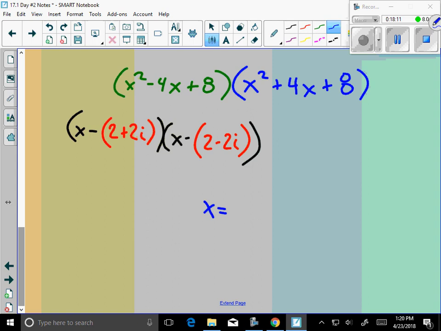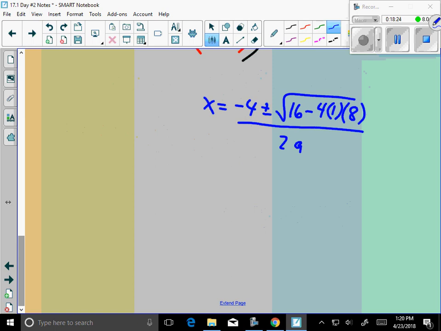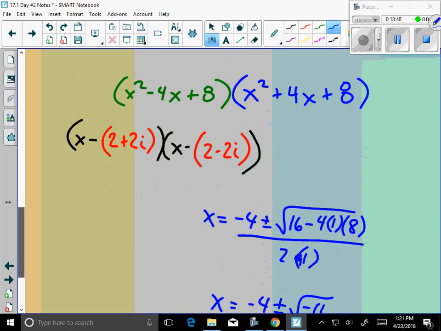Let's do it quick. x equals negative b plus or minus square root. What's 4 squared? 16 minus 4 times a times c, all over 2a. 2a is 2. I don't know why I keep putting a there. Negative 4 plus or minus, what's that going to be? Negative 16, all over 2. Well, if my calculations are right, I'll get this. What's that going to be? 2i. So the blue one will yield the following.